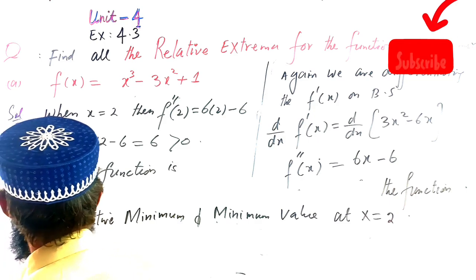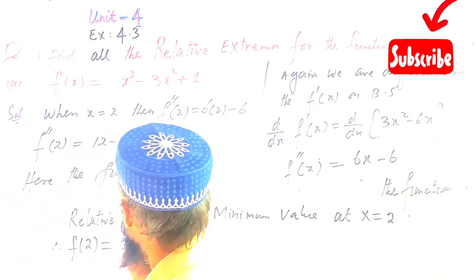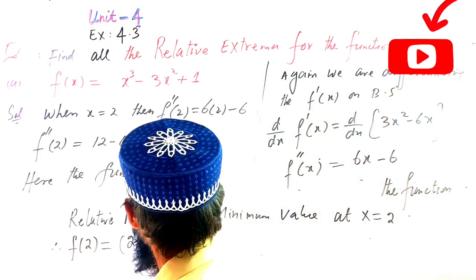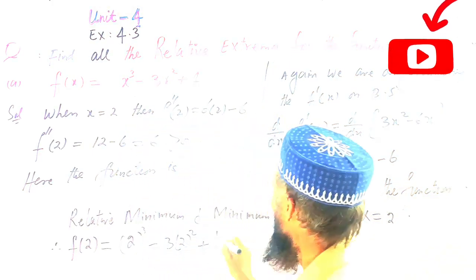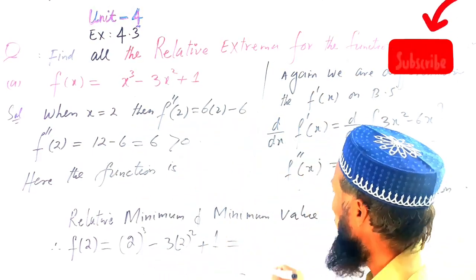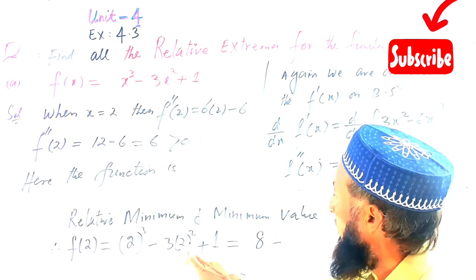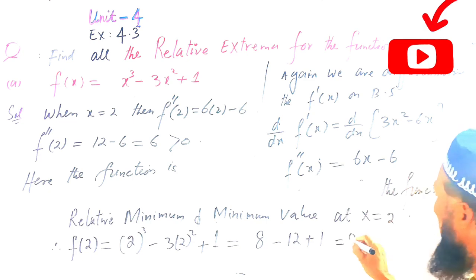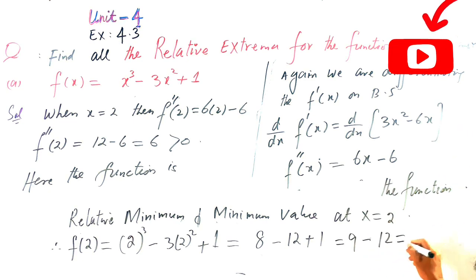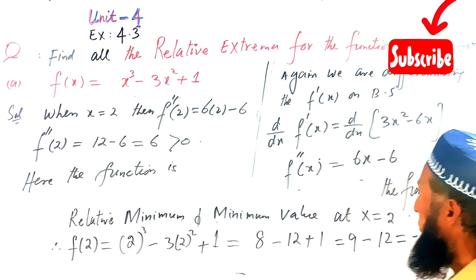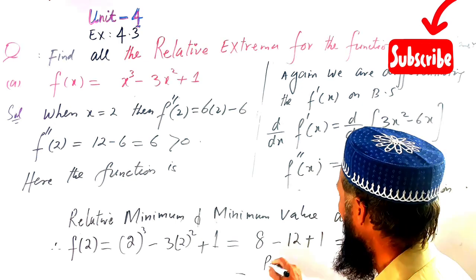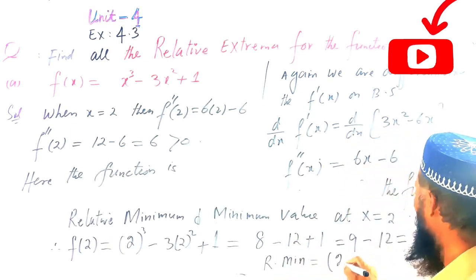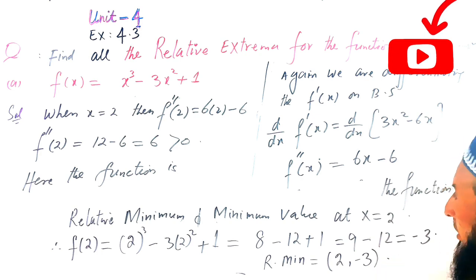F of 2 is equal to 2 cube minus 3 into 2 square plus 1, is equal to what? Here 2 cube we get 8, and 4 multiplied by 3 is 12, plus 1. We get 9 minus 12, which is equal to minus 3. So the relative minimum value is at 2 and minus 3.